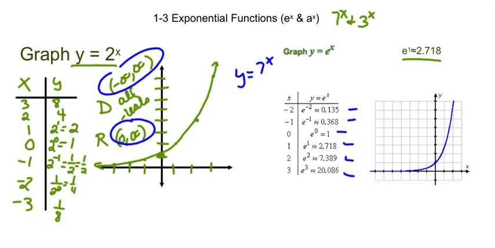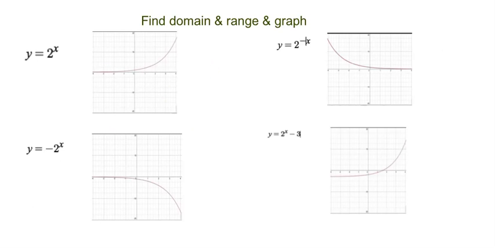Now I'm going to switch a few things and look at the graphs. If I want to find the domain and range of 2 to the x, we've already done this one, so I'm not going to insult your intelligence. This was our standard graph. We said the domain was all reals, and the range went from 0 to infinity.